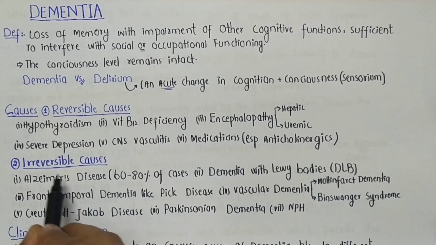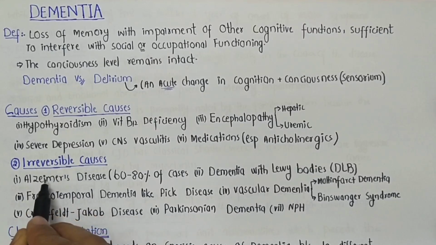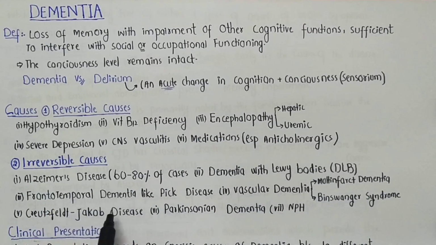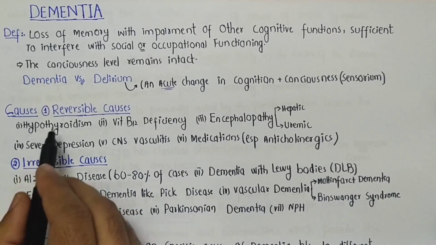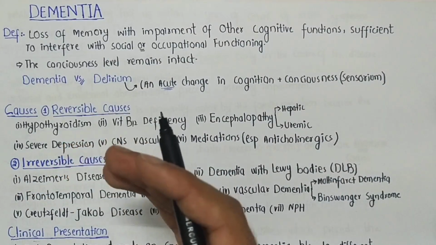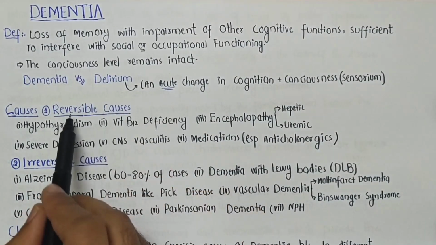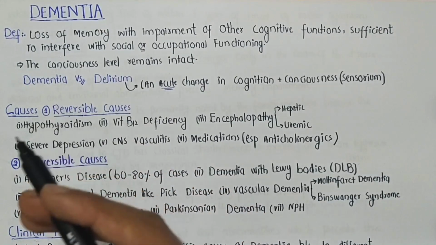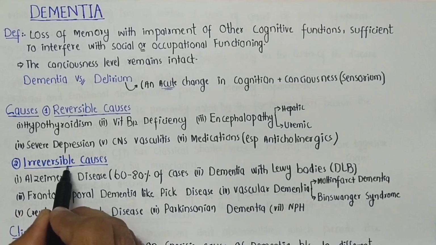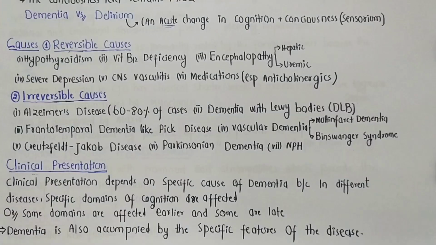In this video, we will explain in detail all the irreversible causes of dementia, like Alzheimer disease, dementia with Lewy bodies, and all the others, because these are the important ones. The reversible causes are treatable: when you treat the cause, the dementia gets reversed. So the significant causes are the irreversible causes, which we will discuss in detail later in this video.